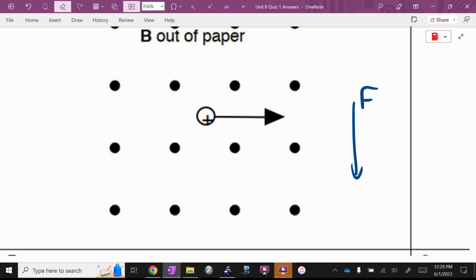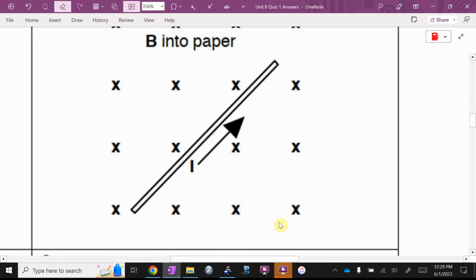Yes? Ooh, diagonally. Okay. Current up and right, magnetic field into the page. You know what? Force is going to be that way. Boom, boom, boom.